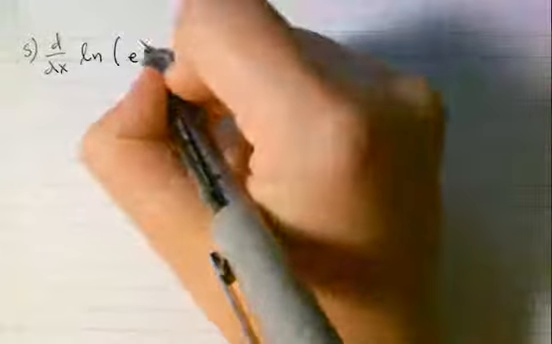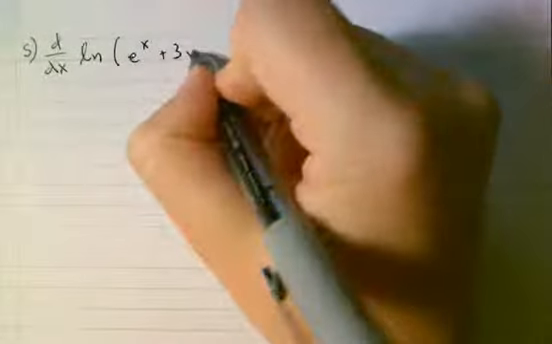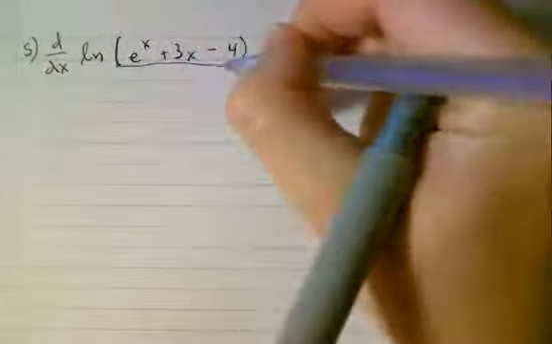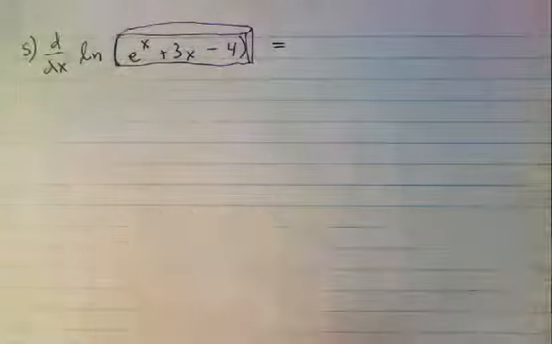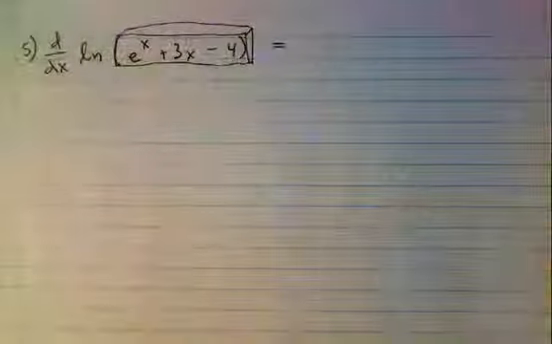We'll see this even with slightly more complicated problems. Let's give this one a shot. Let's say we want to find the derivative of the natural log of e to the x plus 3x minus 4. There's a logarithmic function, so that means that all this is in the box. We know that the derivative of the natural log of a box is 1 over a box.